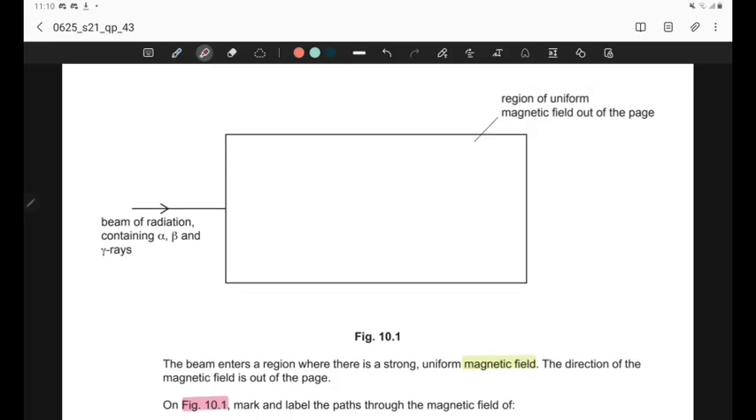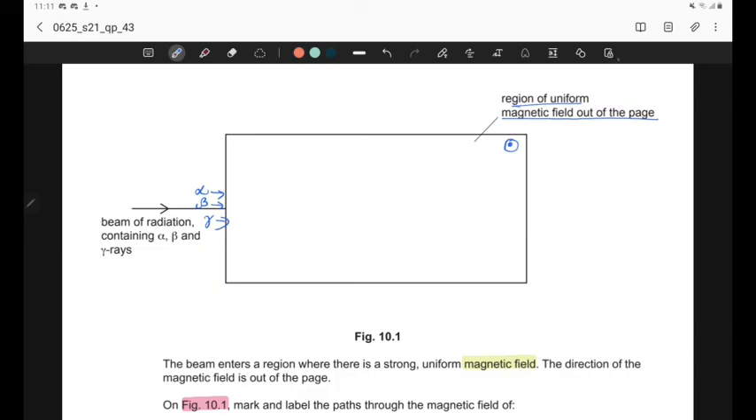So in this question, there is a beam of radiation passing, and this radiation consists of particles like alpha particles, beta particles and gamma rays. When this radiation is passing through a region with a strong magnetic field, what will happen to the paths of these radiations? Will they deviate or will they move straight? So this is what we need to know. Initially it's mentioned that the magnetic field is out of the page. That means the field is pointing outwards, facing towards us.